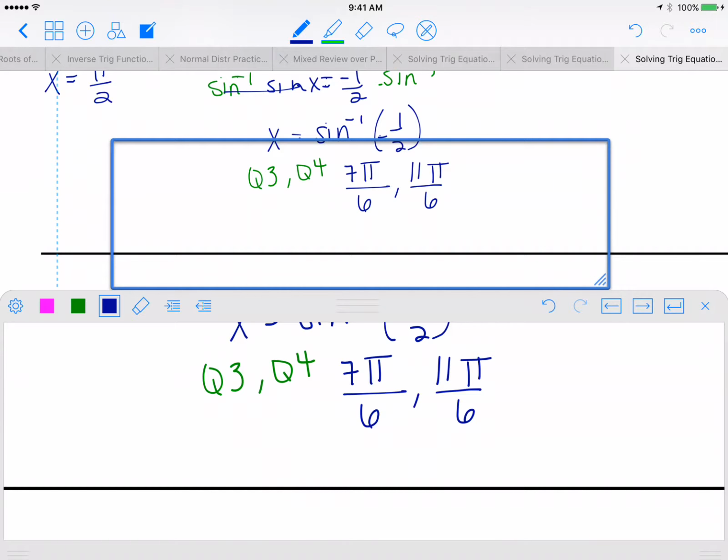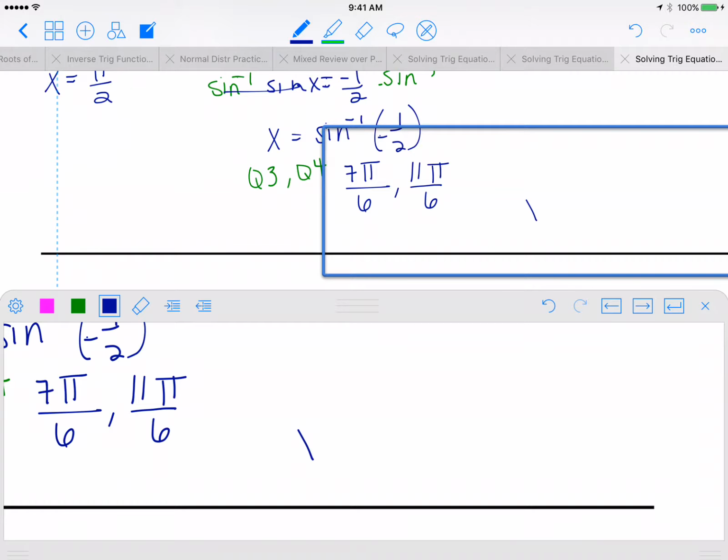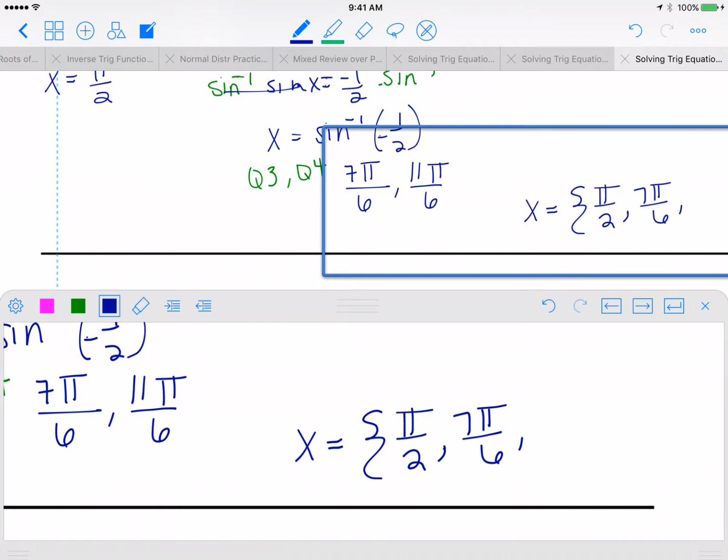So if we were looking at these solutions just in the interval of 0 to 2 pi, our answers would be pi over 2, 7 pi over 6, and then 11 pi over 6.